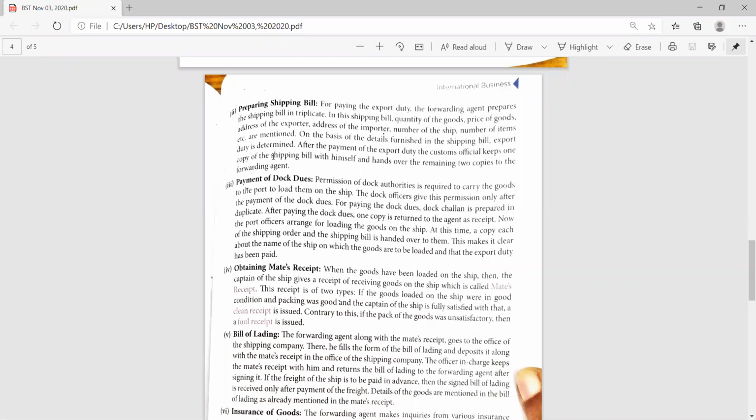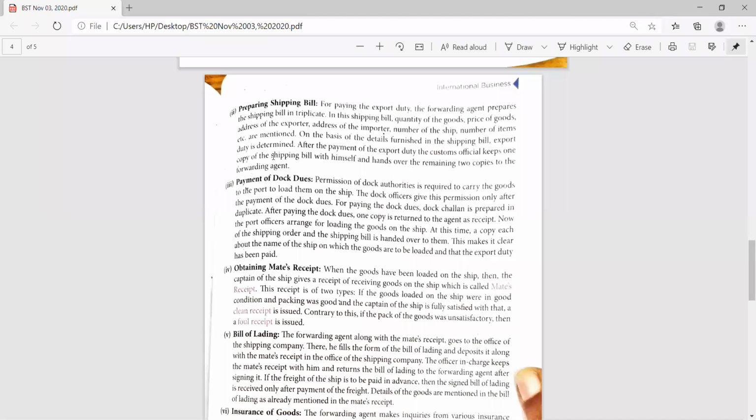Payment of the dock dues. Permission of the dock authority is required to carry the goods to the port and load them on the ship. The dock officer gives the permission only after the payment of the dock dues. For paying the dock dues, a dock challan is to be prepared in duplicate. Please underline, for paying the dock dues which document is to be prepared. The dock challan is prepared in which form? Duplicate. After paying the dock dues, one copy is returned to the agent as receipt.